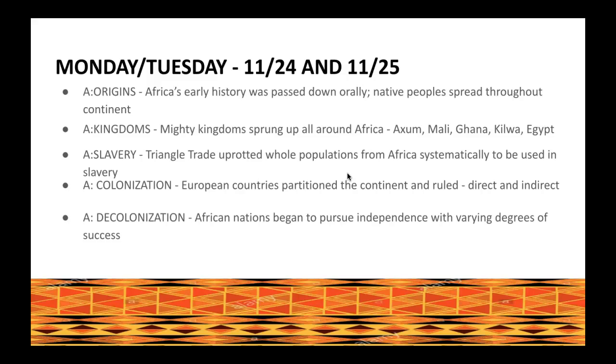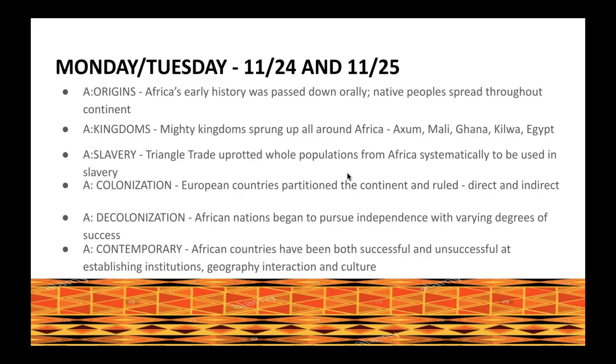For example, most students and people in general happen to know about Nelson Mandela and the story of South Africa's fight for independence. But what you may not know is the differing levels of success across Africa, as many of these decolonization movements happened around different figures, different factors, and different forces with different lasting legacies in mind. And that takes us to our final point. What is contemporary African culture and history like today? Well, in many ways, African countries have been both successful and unsuccessful at establishing the essentials for a good, wholesome society: good institutions, a good relationship with adapting to geography, and, of course, culture.